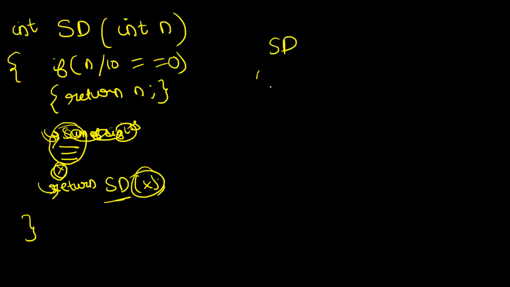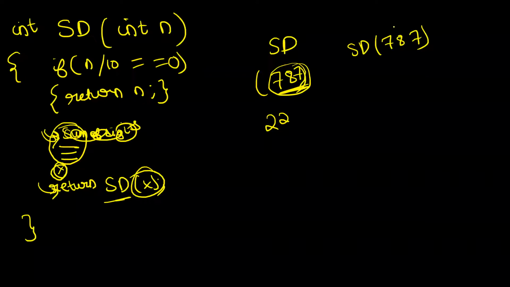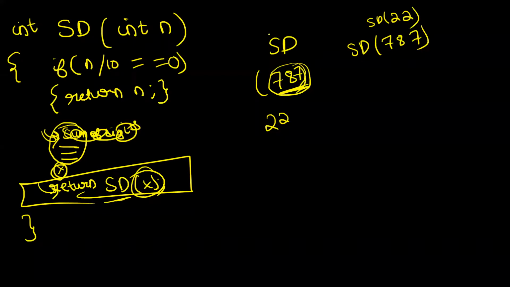If you are finding the super digit of 787, okay, this is not a single digit number. So what I will do? Find the sum of digits of 787. What is it? It is 22. Then I will say, boss, the answer to SD of 787 is the same as the answer to SD of 22. So I will return SD of 22. Is it making sense?